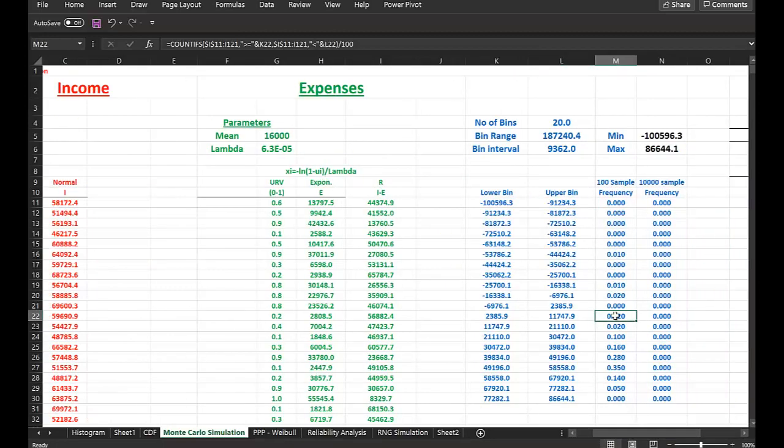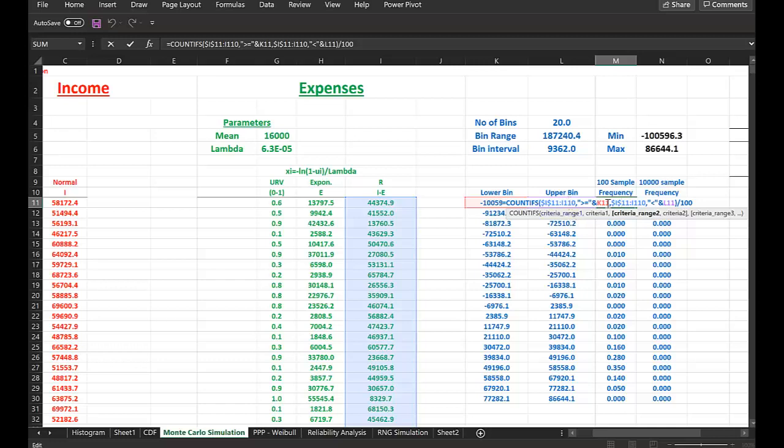To find the frequency, that is the number of samples in that bin, let us discuss two cases. In the first case, among the 10,000 samples, we will take only 100 samples. And in the second case, we will take all 10,000 samples. So let's first discuss the 100 samples. If I take only 100 samples, what is the frequency? We can use the COUNTIF function to find how many data points lie within this bin interval.